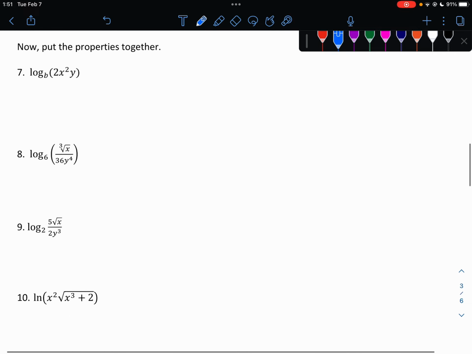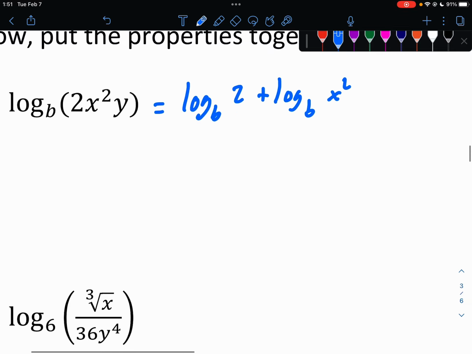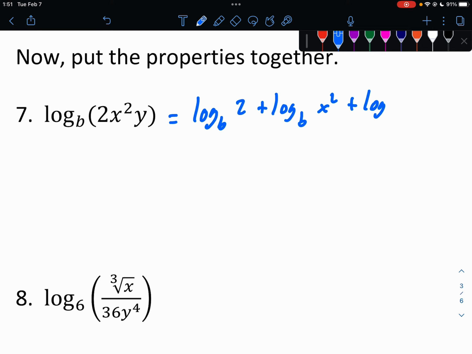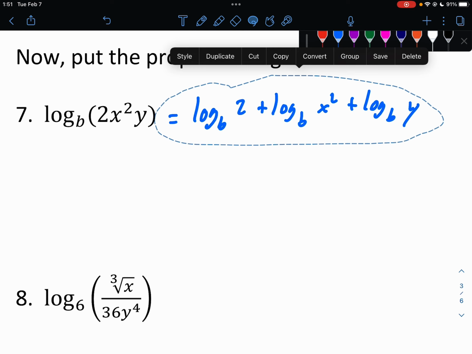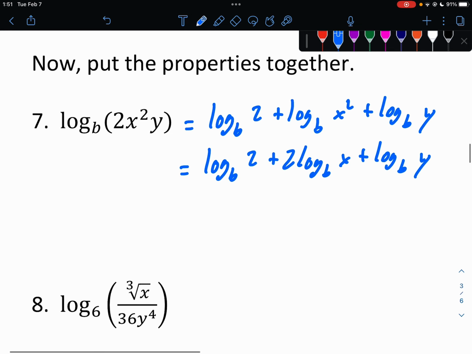Next slide, we're going to put a couple properties together on each of these problems. So number 7, everything here is in the numerator, so we get a lot of positive logarithms. So log base b of 2 plus log base b of x squared plus log base b of y. And then here, we can pull that 2 out in front there. So I can rewrite this middle term as 2 log base b of x. And that would be our most simplified answer for this one.